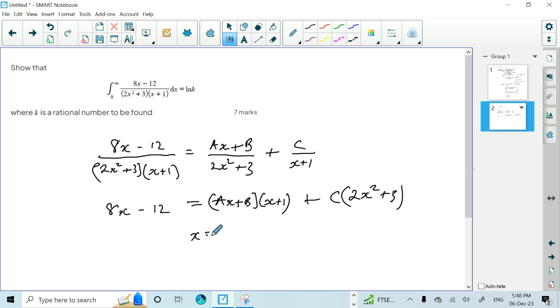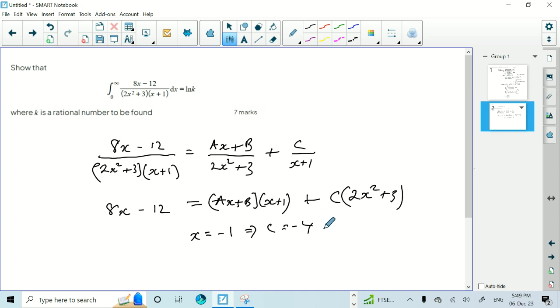we have x equal to minus 1, which will imply that c will be equal to minus 4. If x is minus 1, we've got c equals 2 times minus 1 all squared... c will be equal to -4.